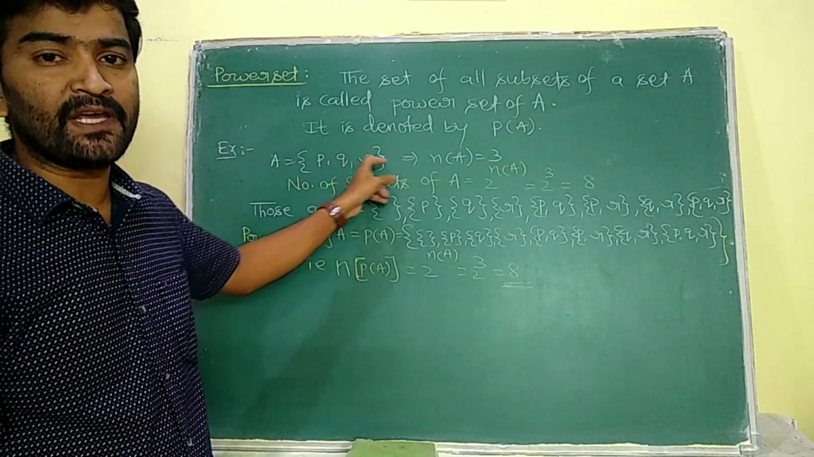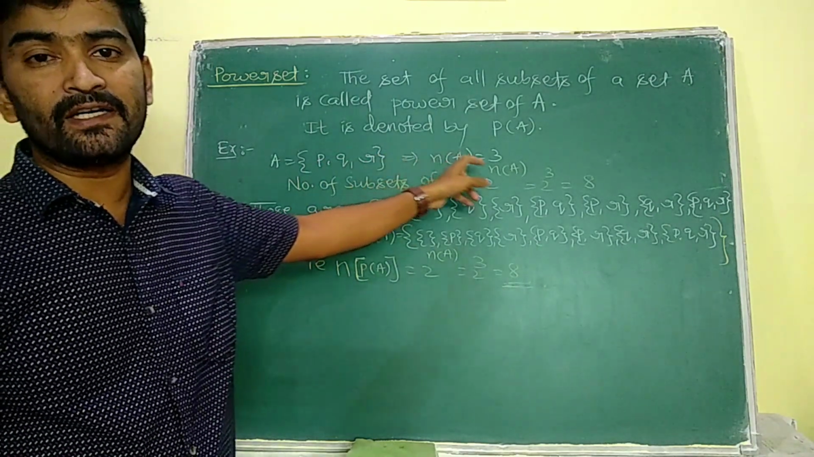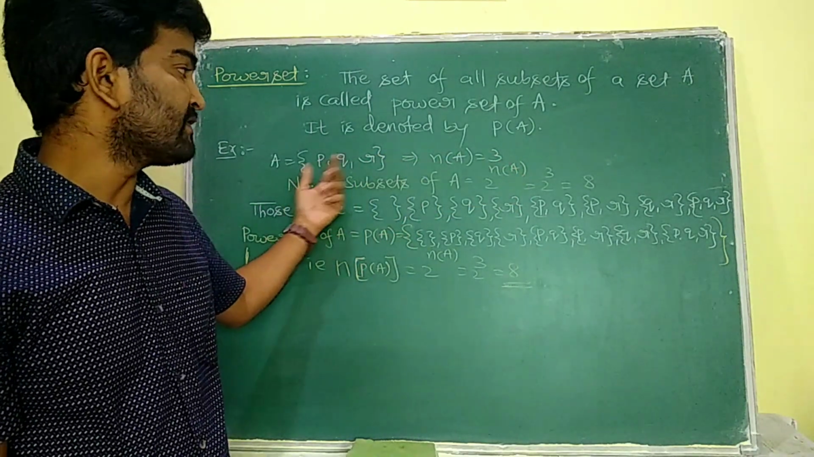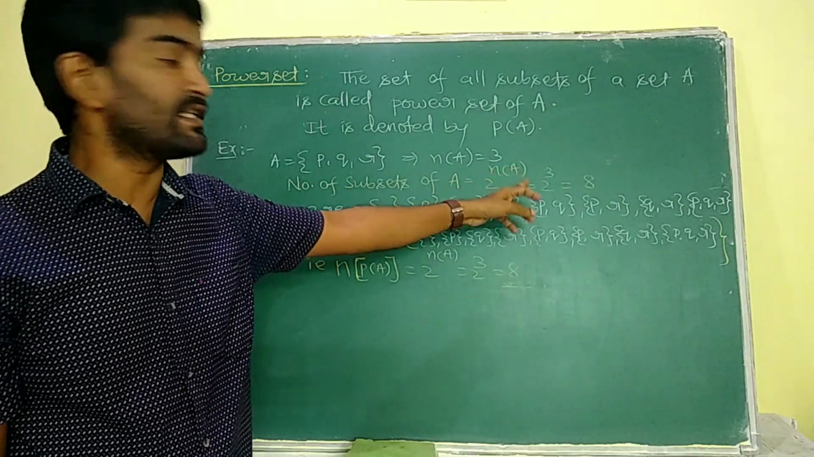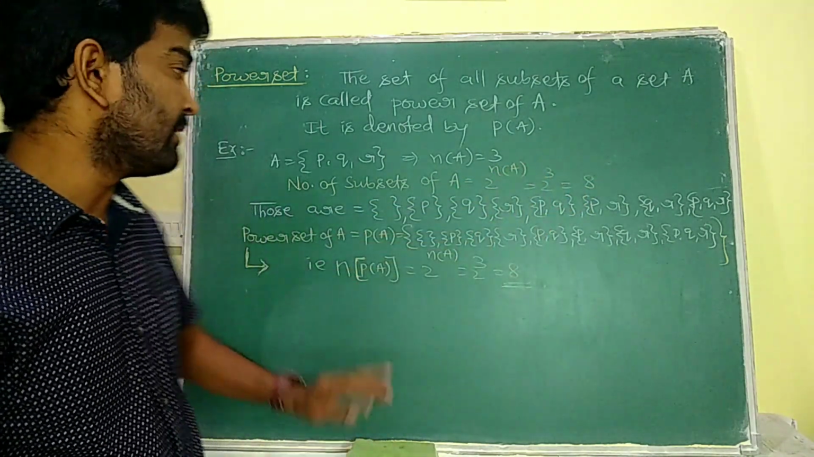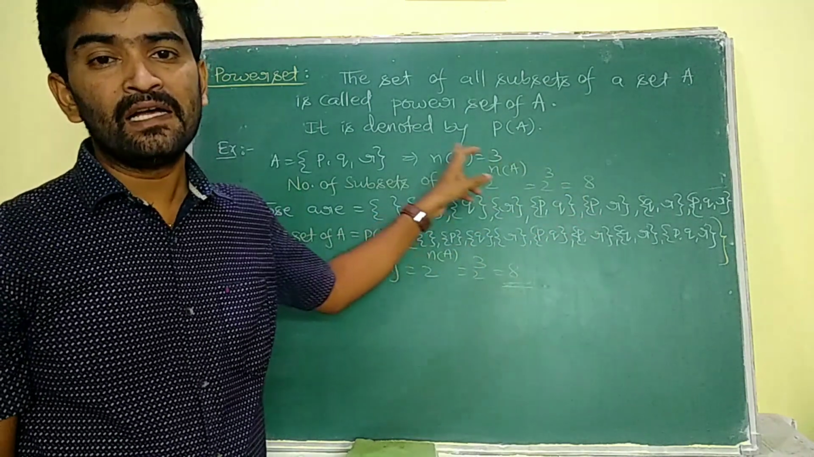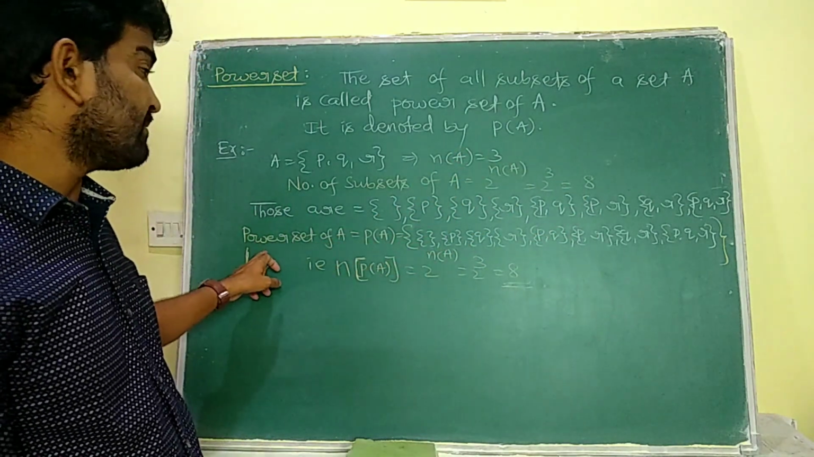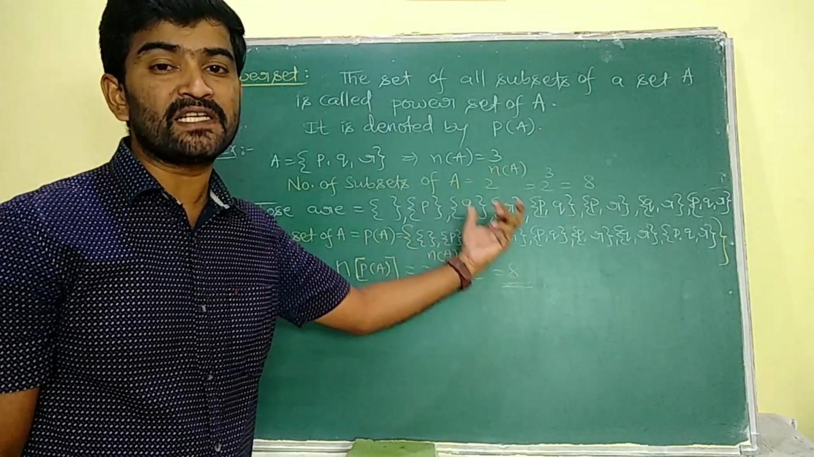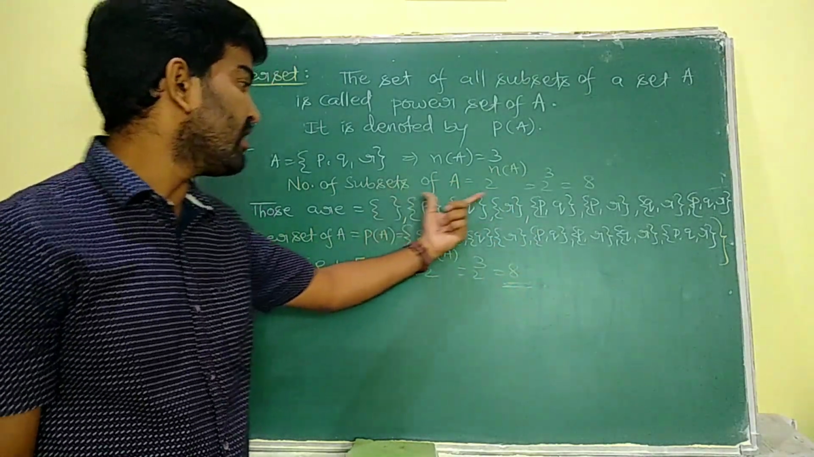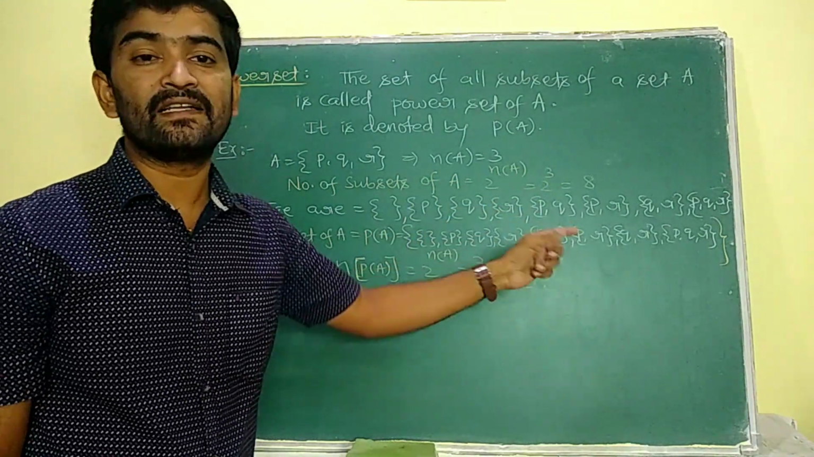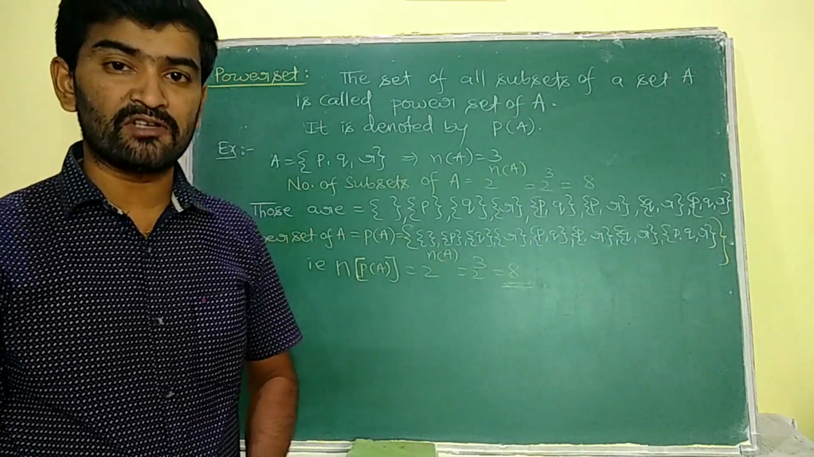A is the set of P, Q, R. Then we know its cardinality is 3. Then the number of subsets of A is 2 power n of A, which is 2 power 3, equal to 8. We know how to write the subsets. These are the 8 subsets of set A. Then power set means if I place all these subsets into a set, the newly formed set is known as the power set.